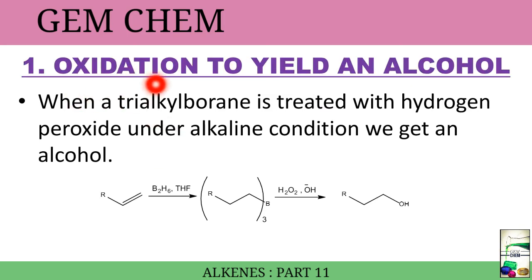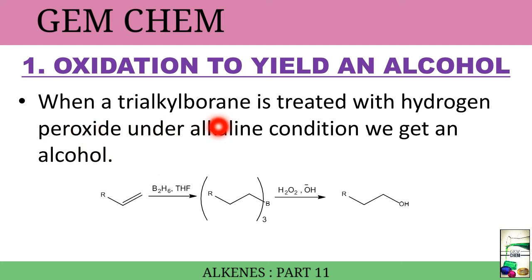The first application is oxidation to yield an alcohol. Previously we dealt with oxymercuration and demercuration, where we obtained an alcohol, but it was never a primary alcohol, that is, a terminal alcohol was not obtained. But using hydroboration, we can yield an alcohol which is terminal. This is the importance of this application.